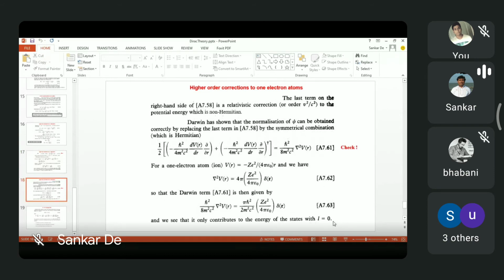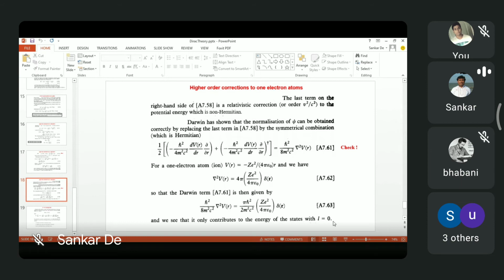So Darwin came up with a solution, that is the Darwin term obviously, and he came up with a solution that we can replace the last term with the symmetric combination. Symmetric combination means we break it down into half and half and put one of them as the Hermitian, and then we can solve for it by making it Hermitian. Finally what we get is h bar square by 8 m square c square grad square Vr. So this is his tricky contribution.